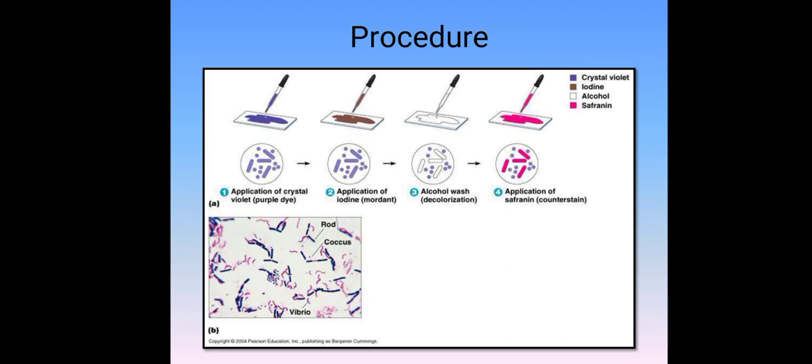Now here within this figure you can observe the procedure which is followed for the Gram staining. Firstly, after the preparation of the bacterial smear and the heat fixing, we apply the primary stain onto the bacterial smear, that is the application of crystal violet. It remains as it is for up to 1 minute.